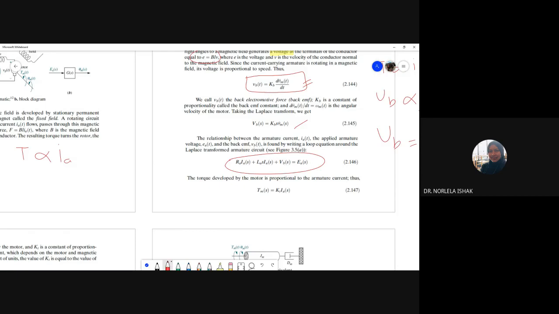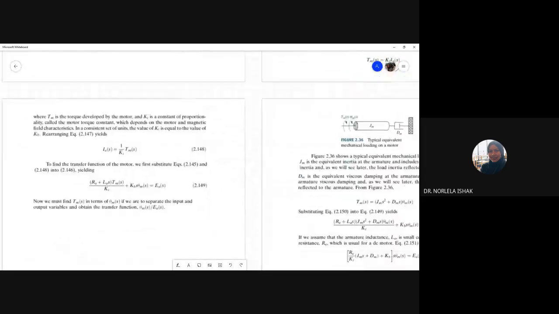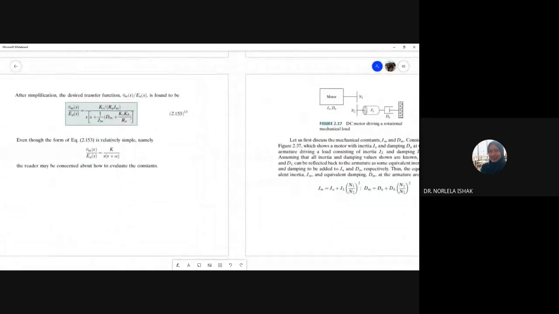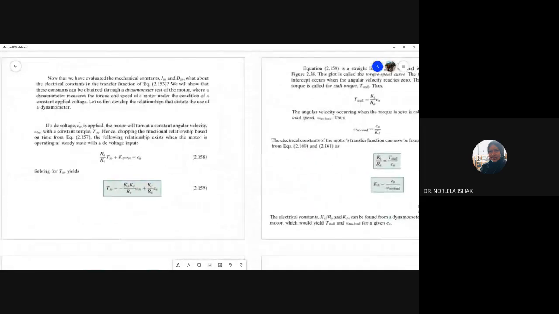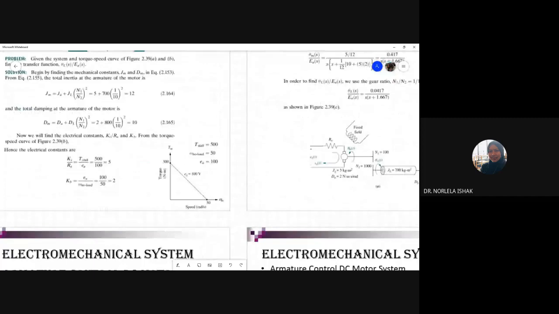And just now we were talking about the torque. The torque developed by the motor is proportional to the armature current. So we can derive this equation. Let's say this is also the current, and then this is substituted. Let's say we directly go to our first DC motor.